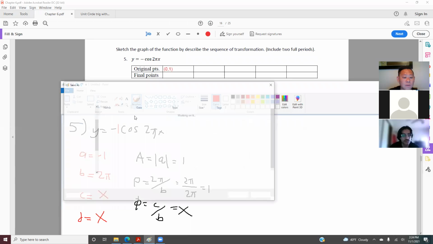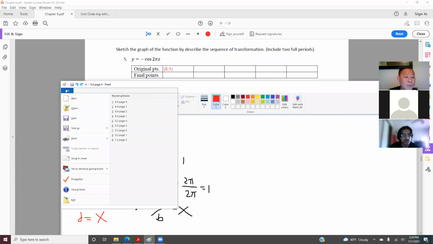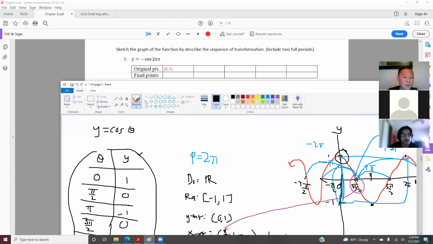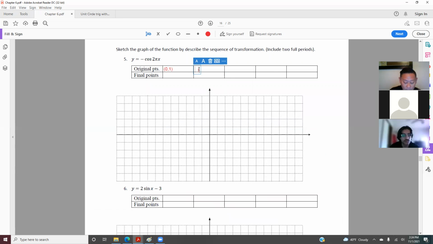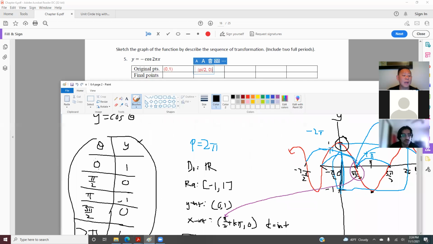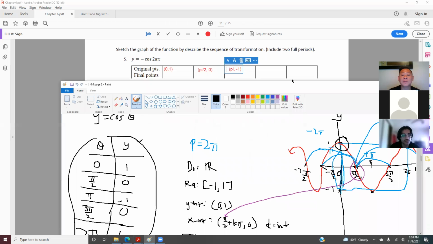let me save this first and then I can show it to you. This is a bit more challenging. So let me show you the cosine wave. Do you see the first one we have is 0, 1? That means the point here is 0, 1. The second original point in this case is pi over 2 and 0. Okay, that is the second point. The third point is pi, -1. The next one we have is 3 pi over 2, 0.